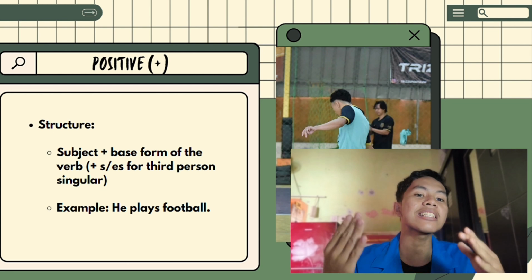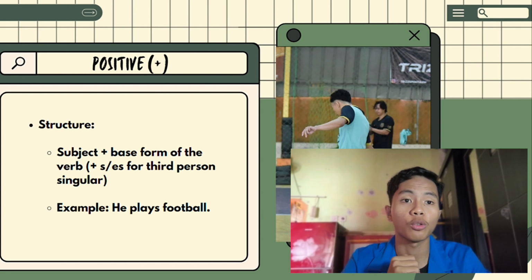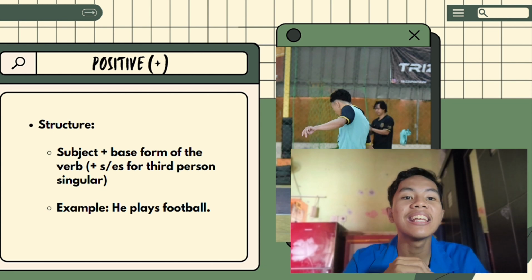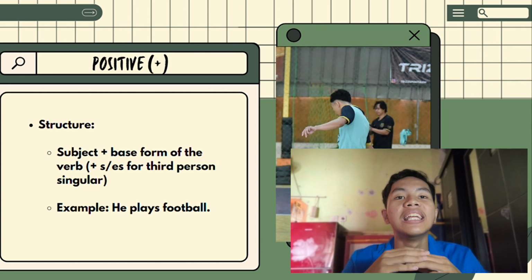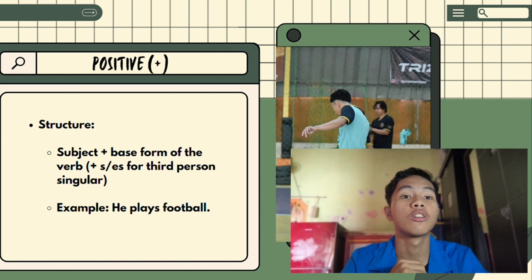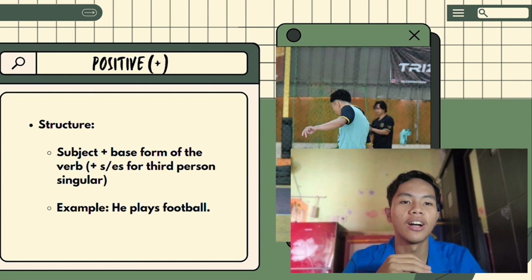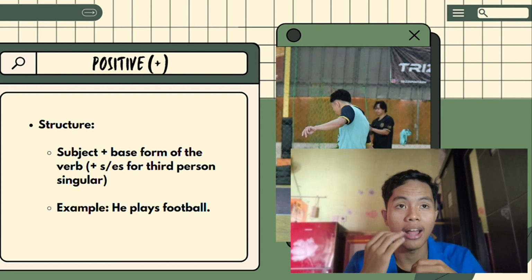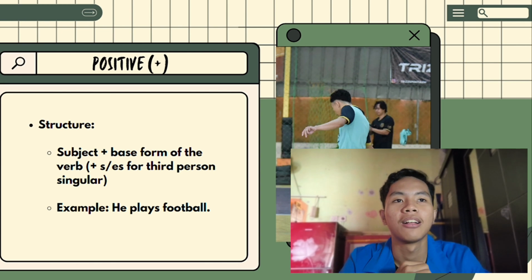So the example of the positive basic structure is: he plays football. He is third person singular, and plays takes s because he is third person singular. So I saw my photo, my picture, when I play football in Antique soccer stadium.